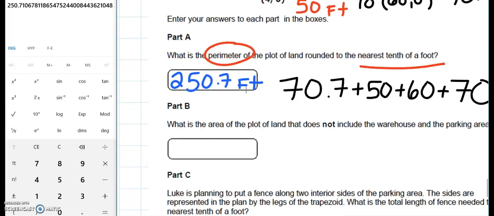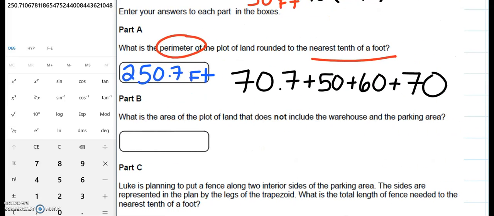Next, what is the area of the plot of land that does not include the warehouse and the parking area? That means I'm going to be subtracting the area of the warehouse and the area of the parking area because I don't want to include them. All right, now this is going to require a little bit of work.